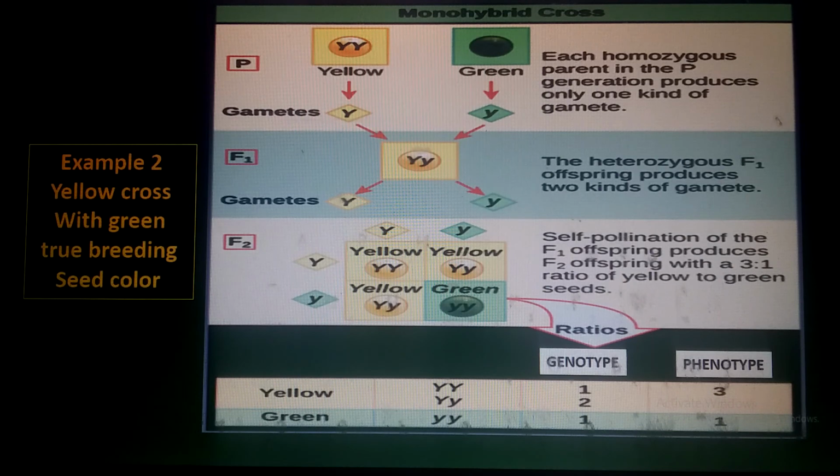Now you can see here the second example. You can also solve this, which is for the yellow seed color and the green seed color, just like producing the gametes from the first parent, then the F1 is self-crossed to get the F2, then the F2 will be like that.